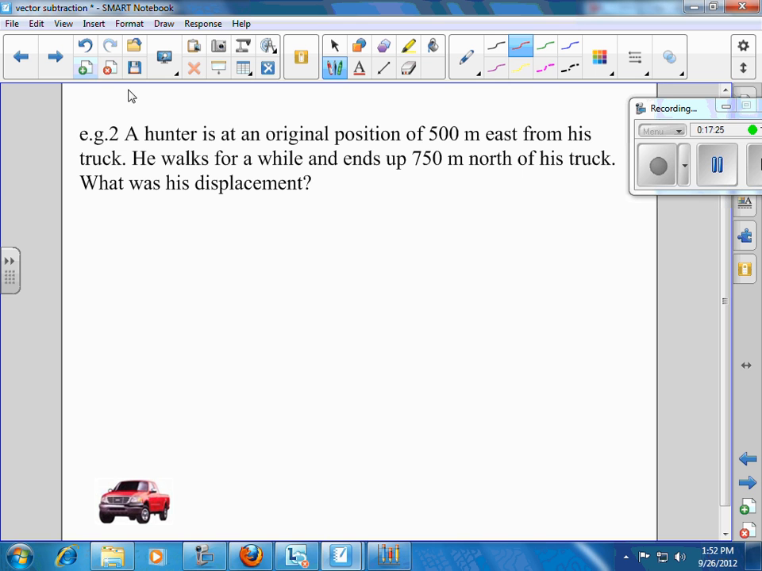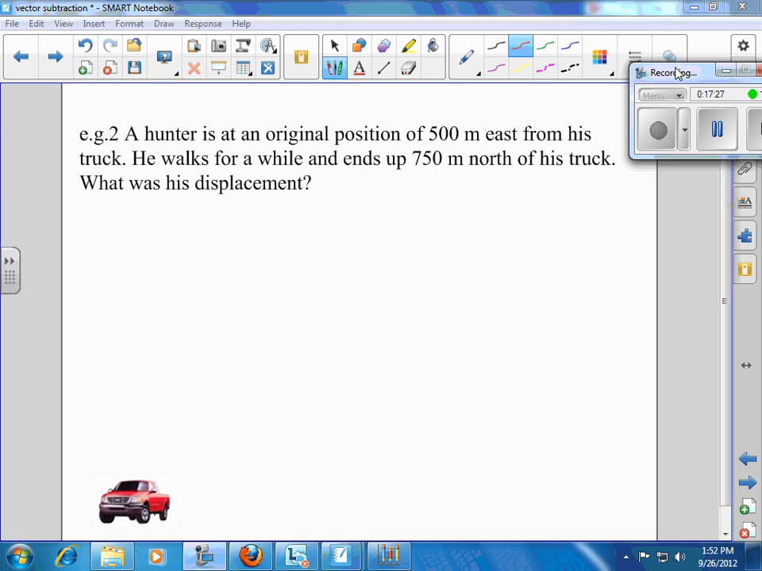Okay, here's an example, and you really, really need to write this one down. So I'll wait for it. All right, a hunter here is at an original position of 500 meters east from his truck. So there's his Chevy Silverado down the bottom there. Is that a Ford? Yeah, it is a Ford. I just Googled truck, and that was the first one that came up. Okay, so there he is there.